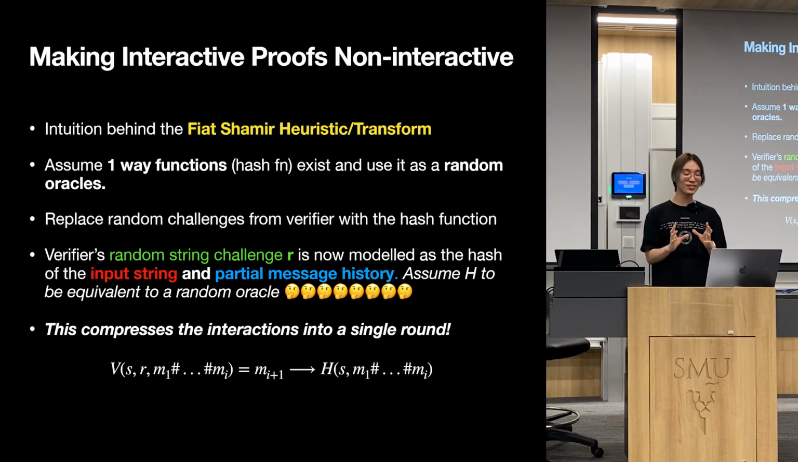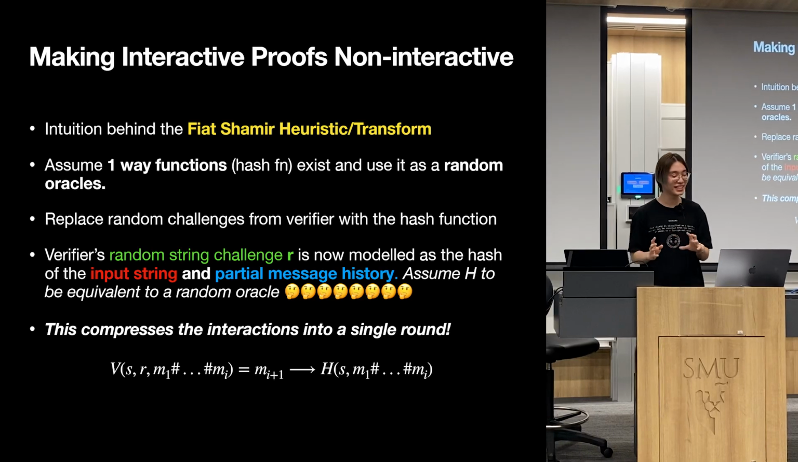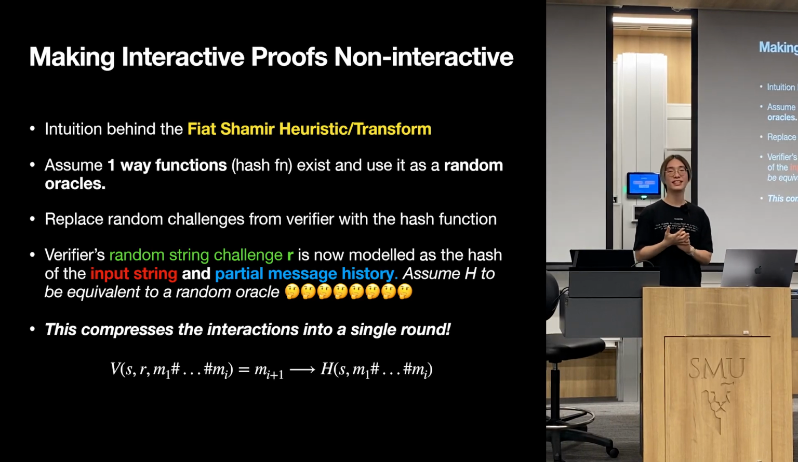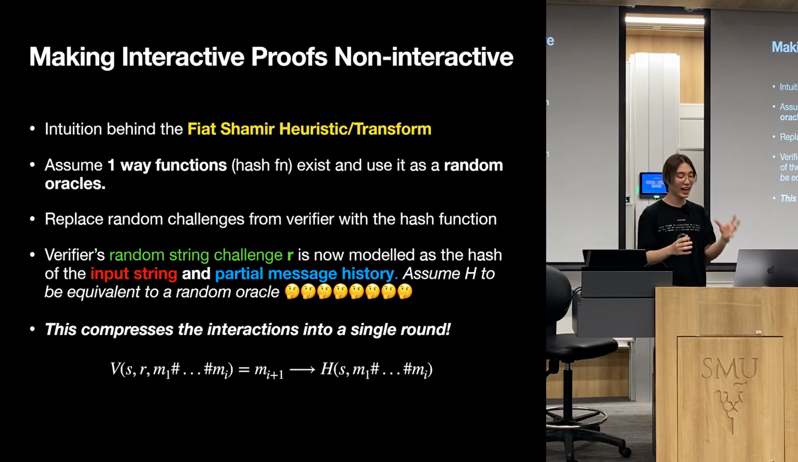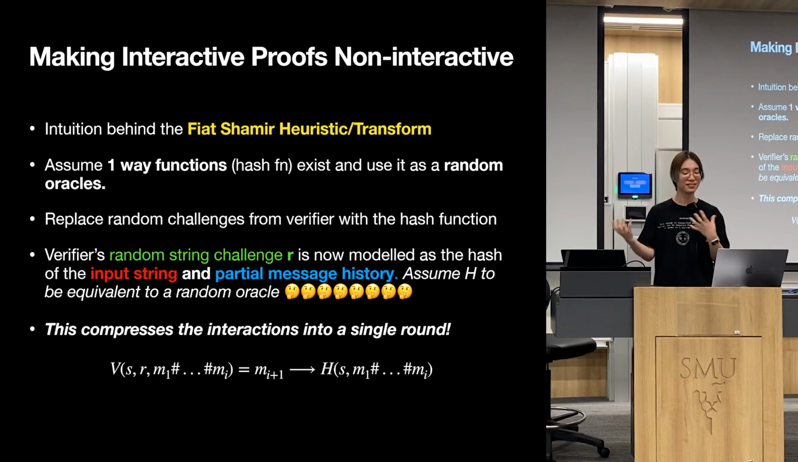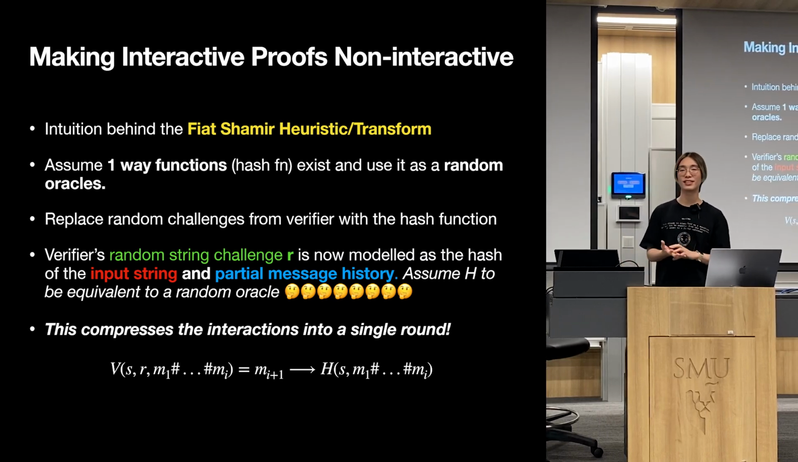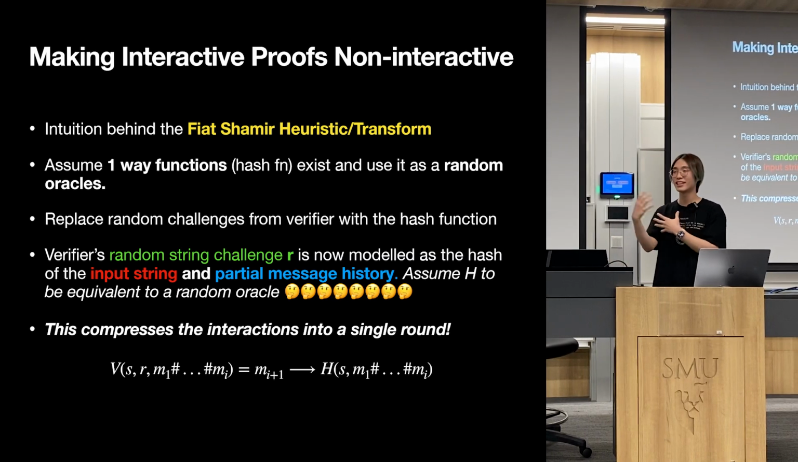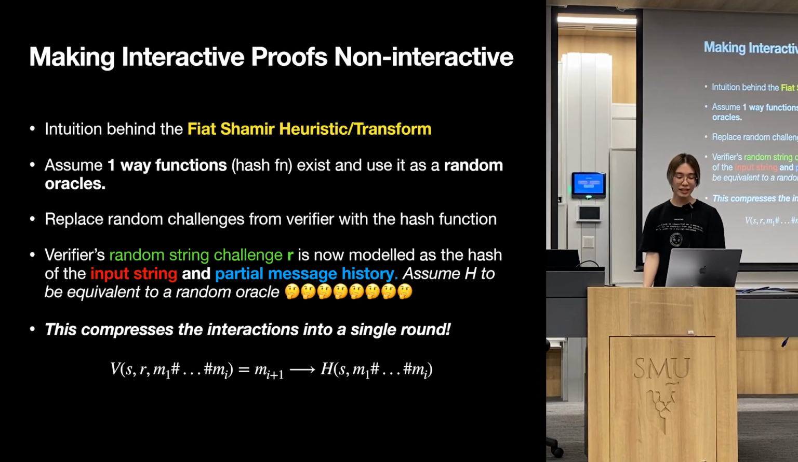We'll see why this might potentially have some issues. But the idea in this case is to replace the challenges from the verifier with the hash function. So you can model the hash function as a random oracle in this case. And so the hash function then encodes the challenge and responses.